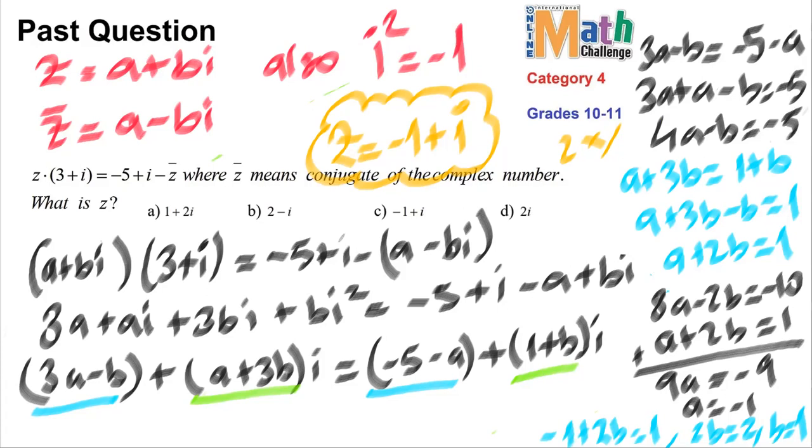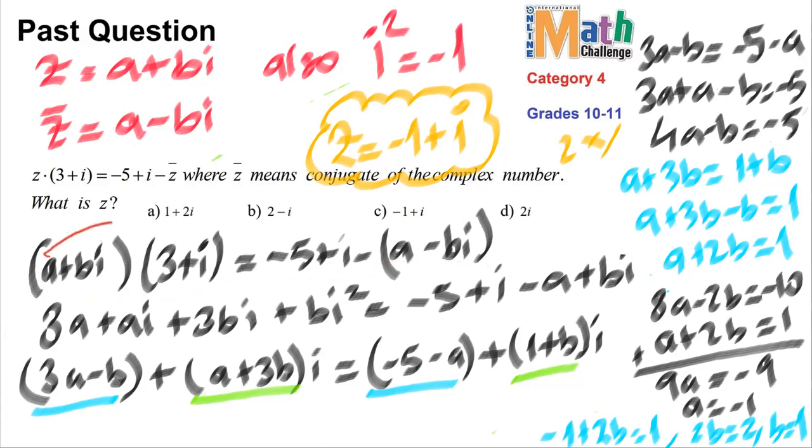So the question says, this is a complex number and this is its conjugate. The conjugate means if this is a normal complex number, when we change the sign of the imaginary part, it becomes the conjugate of that complex number. So let's say Z is A plus BI and its conjugate will be A minus BI. Now let's substitute these two into the equation. So we will have this equation.